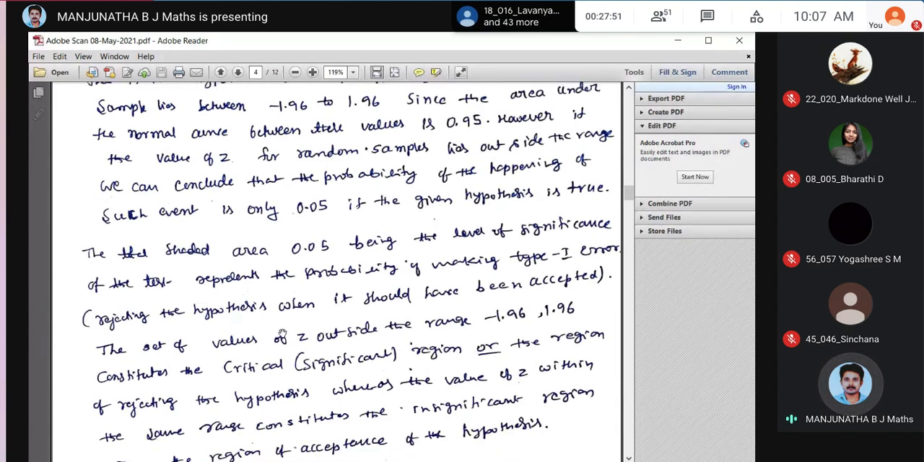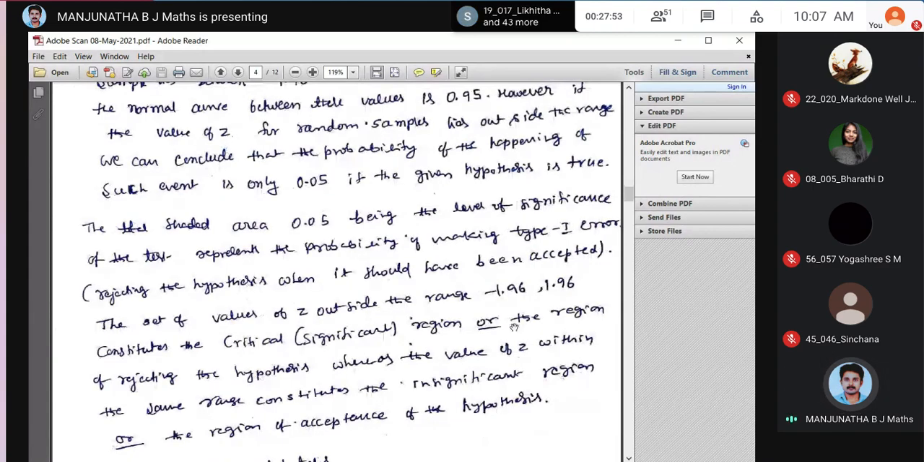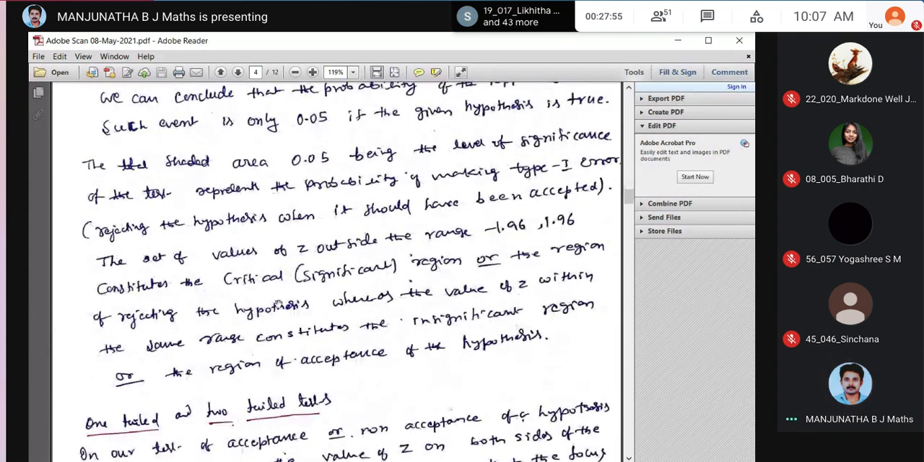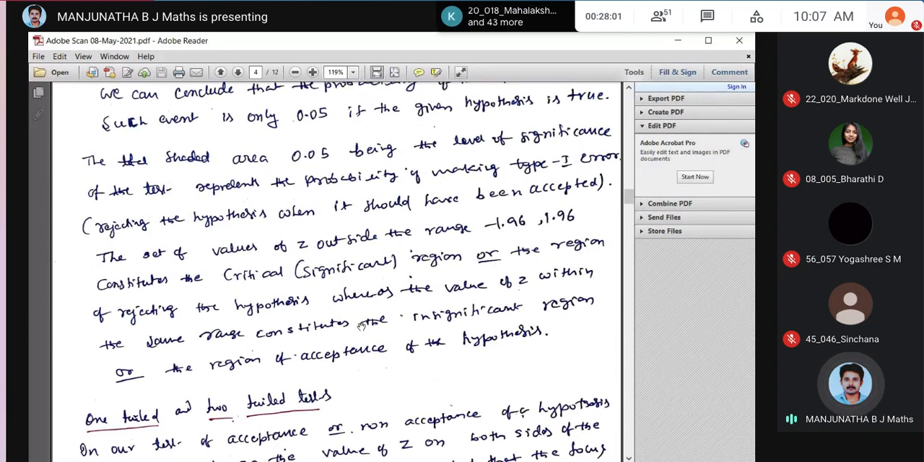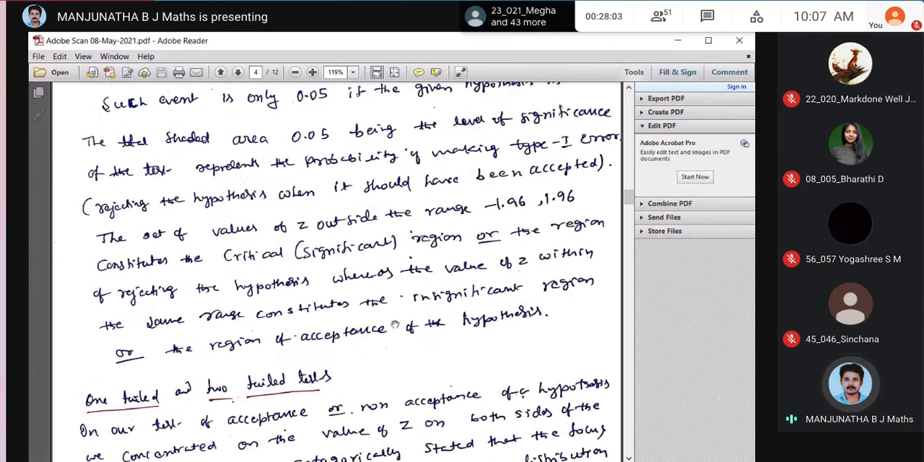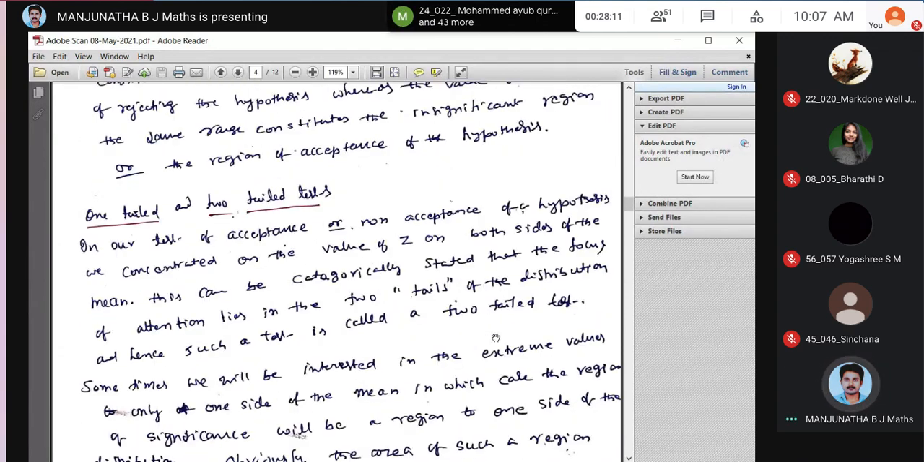The set of values of Z outside the range minus 1.96 to 1.96 constitutes the critical region, or the region of rejecting the hypothesis. Whereas the values of Z within the same range constitute the acceptance region, or the region of acceptance of the hypothesis. And there is a one-tailed test and a two-tailed test for that.